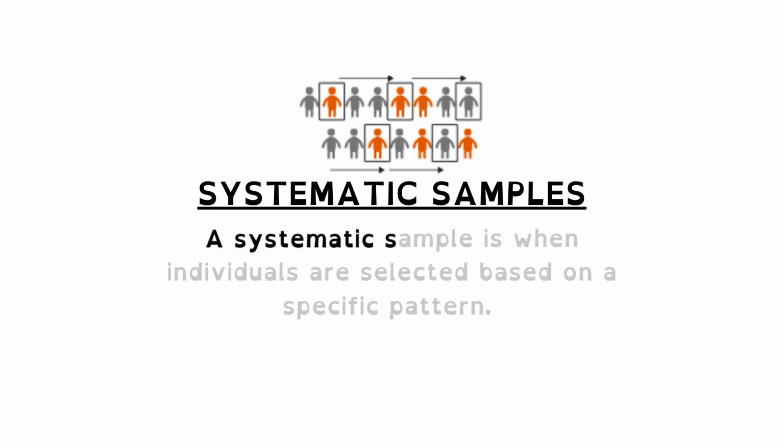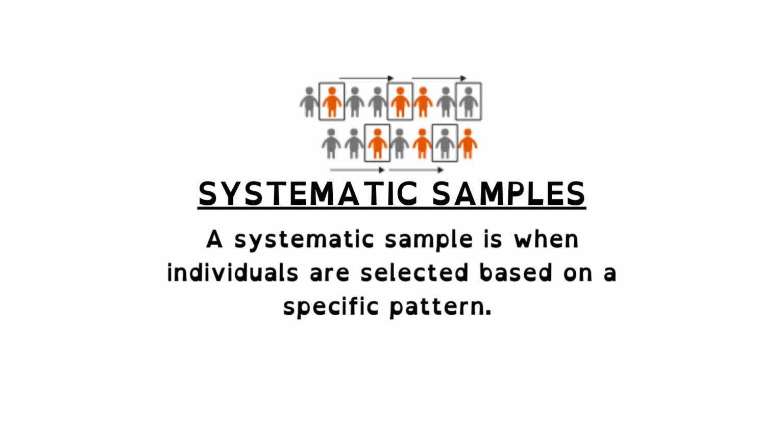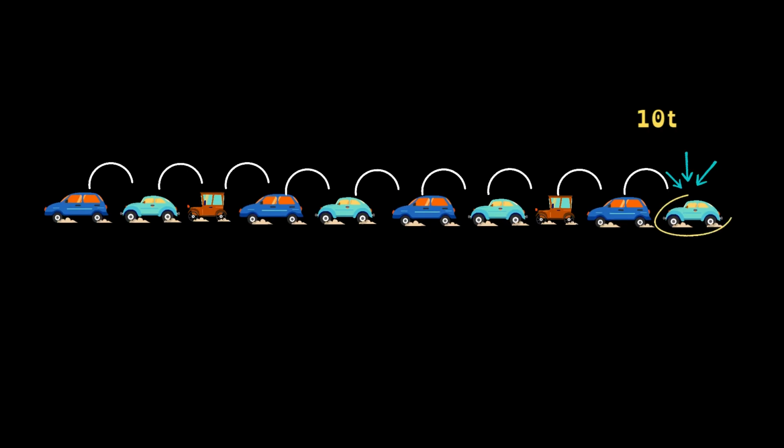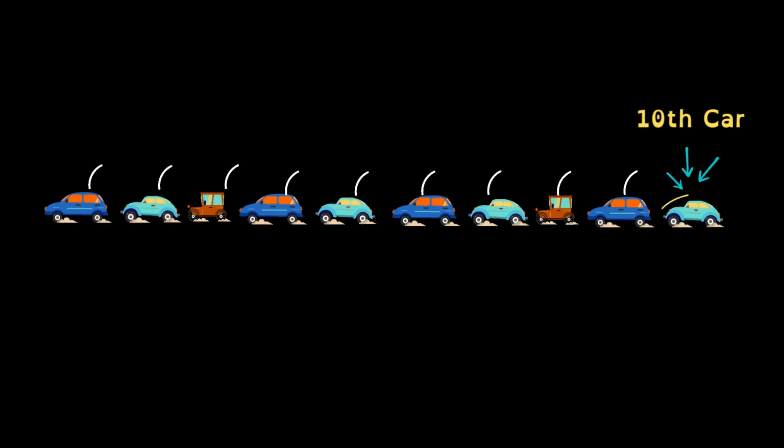Finally, let's explore systematic samples. A systematic sample is when individuals are selected based on a specific pattern. For example, if you want to study the number of cars passing by a certain road, you may choose to observe every 10th car that goes by.